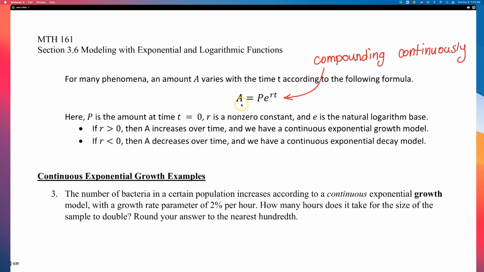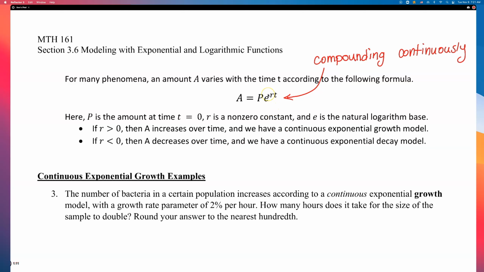So A, the amount A equals P, the principal amount, the initial amount, times E raised to the R times T power. Here, P is the amount at time T equals 0, and R is a non-zero constant. R is going to be the rate, and E is the natural logarithmic base. If R is positive, if the rate is positive, then A increases over time, and we have a continuous exponential growth model. If R is negative, then A decreases over time, and we have a continuous exponential decay model.